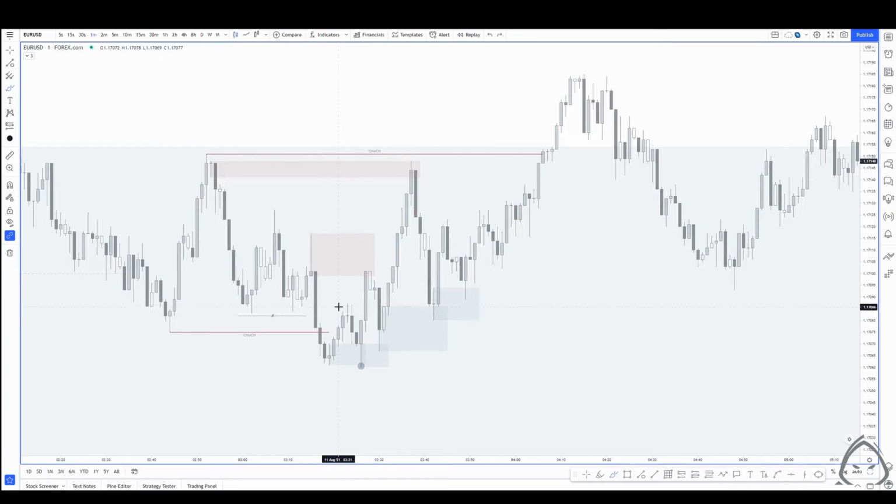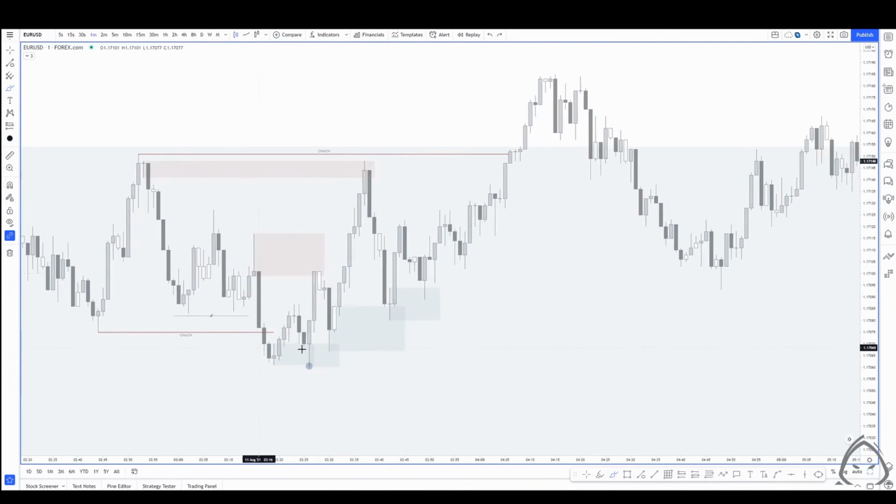Have we broken any structure? No. Have we swept liquidity? Yes. Therefore, valid POI. Would you look to trade that? Probably not. That's pretty aggressive to look for a trade there, but we're starting to use that as a basis.